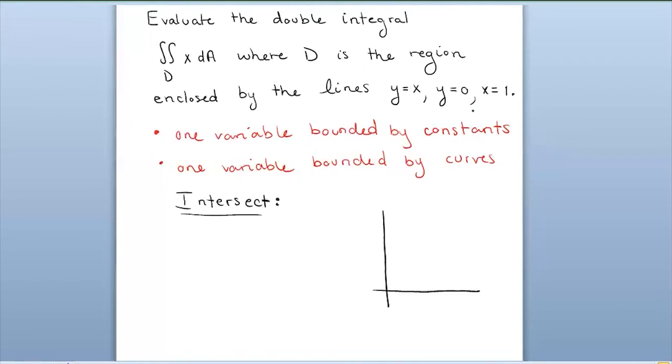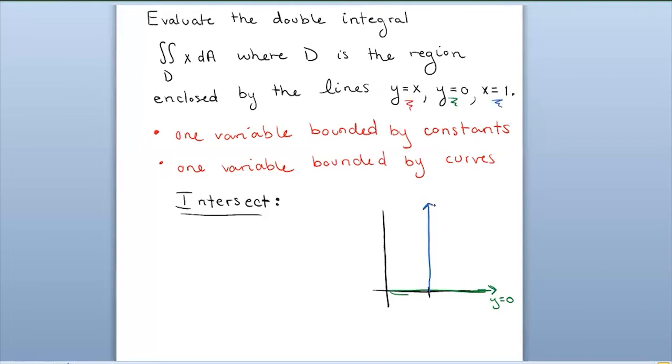So let's see. I'll let y equals 0 be green, x equals 1 be blue, and I'll let y equals x be red. When y is equal to 0, that just means we're on the x-axis, and so I'm going to be here. This is y equal to 0. Go ahead and make the whole x-axis green here. Okay. And then my blue is x equal to 1. So let's make this x equal to 1, and I'll have this line here.